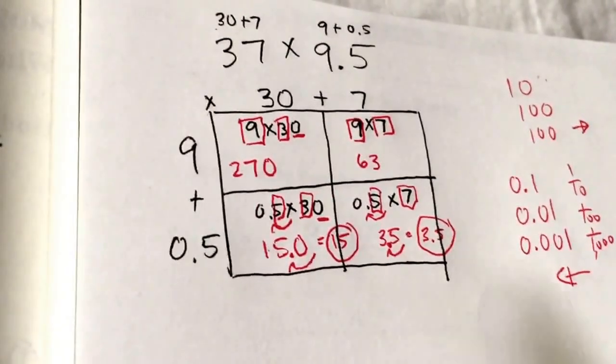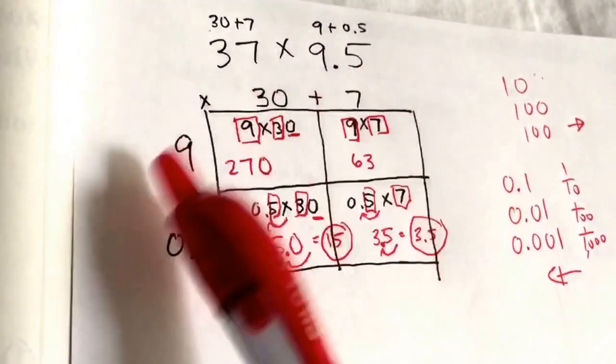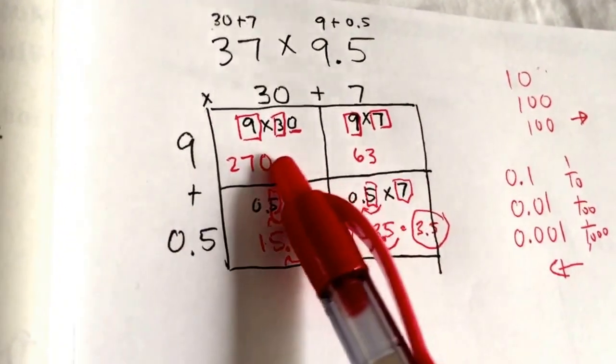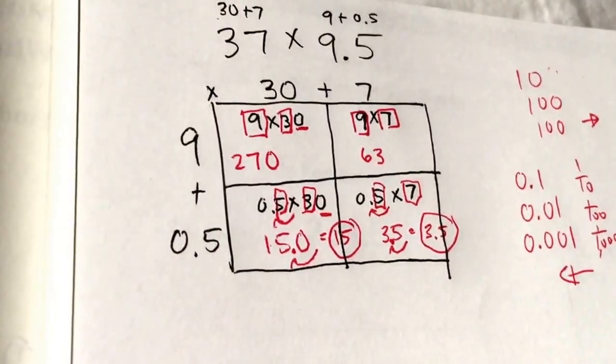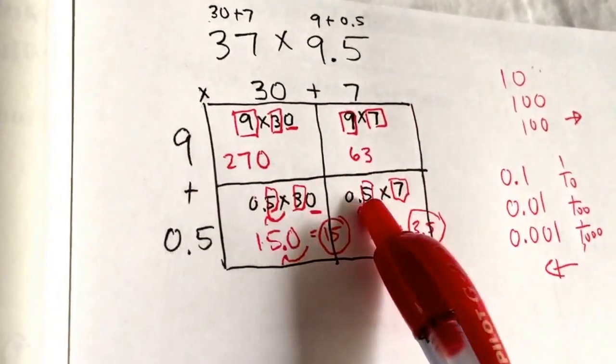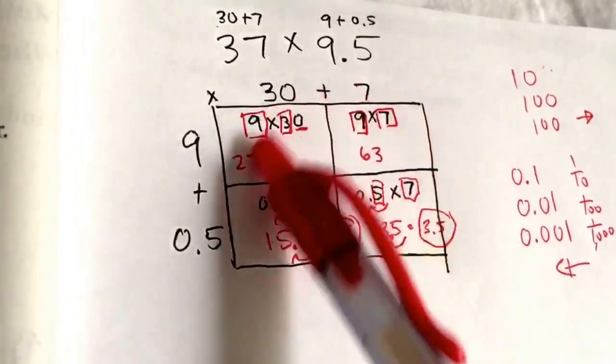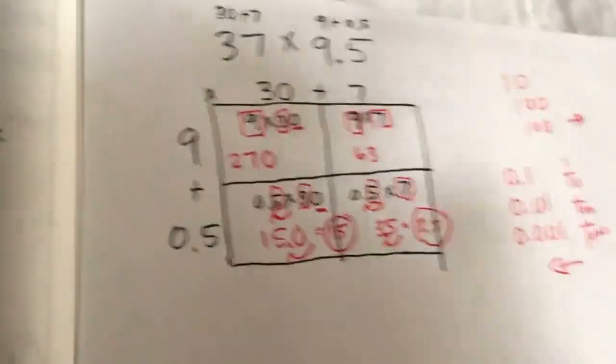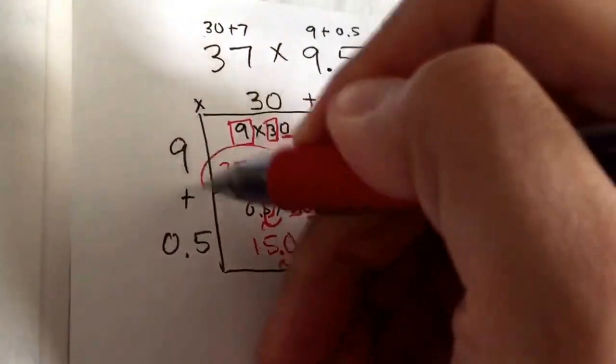So step 1 was just writing out your numbers. Step 2 was writing out the equations. And step 3 was solving each box. Solving each box is probably the trickiest part, and I hope that it makes more sense as we keep going through them. The last step that we need to do is add up your 4 answers here.